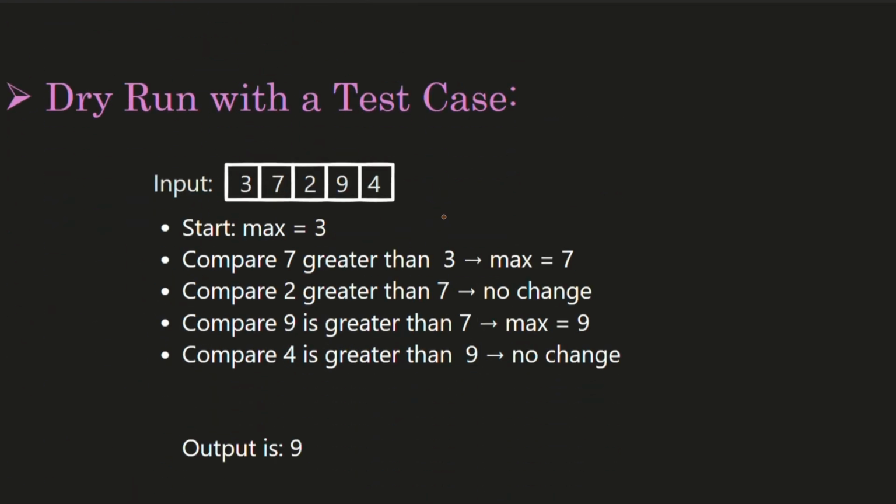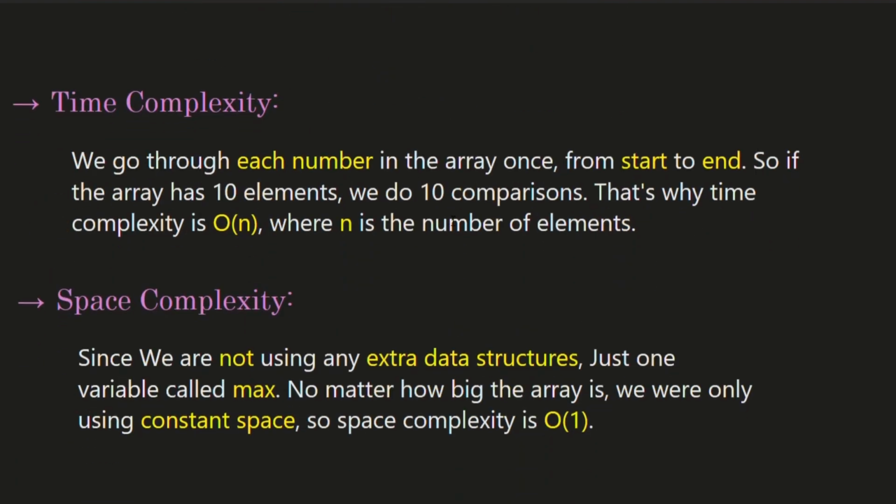Let's dry run with a test case. Input 3, 7, 2, 9, 4. Start. Max equals 3. Compare 7 greater than 3, which is true, so max equals 7. Compare 2 greater than 7, which is false, so no change. Compare 9 is greater than 7, which is true, so max equals 9. Compare 4 is greater than 9, which is false, so no change. Output is 9. Now let's talk about time and space complexity.